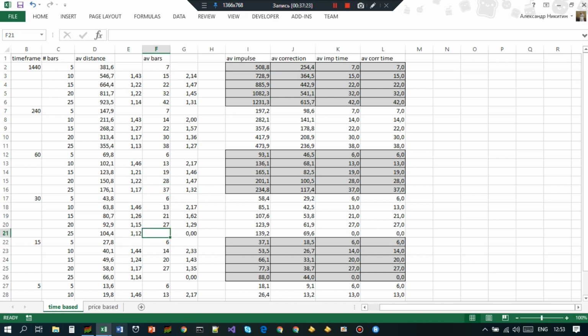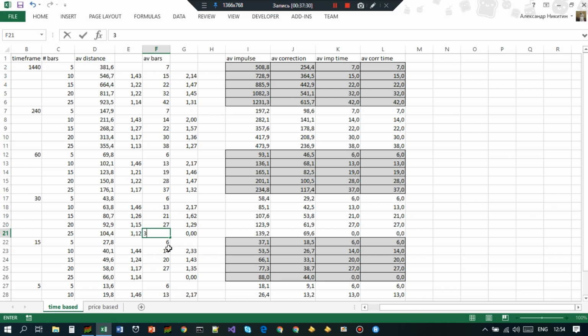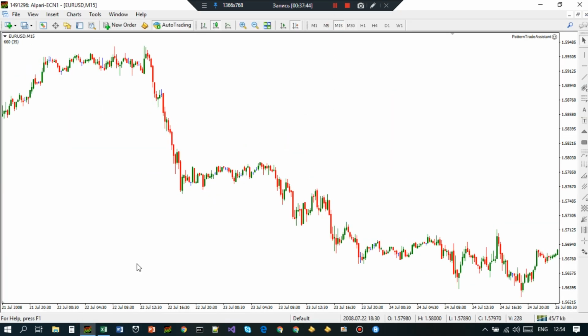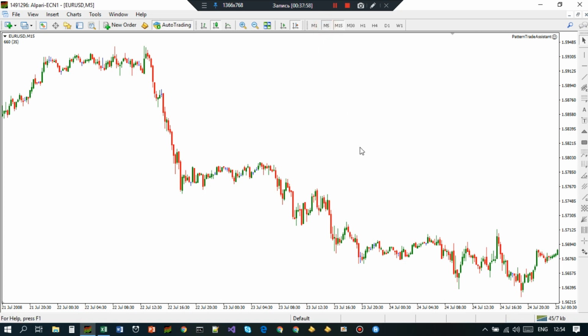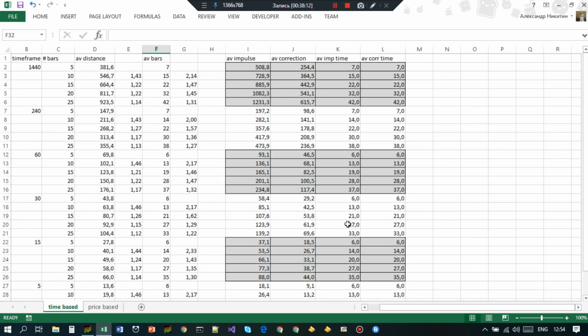Okay, on 30 minute we have 33. Well, you see, we have a tendency to decrease. It is not the same. And on 15 minute, 35, maybe not. We have a tendency to increase. Should be 35, not 25. And on 5 minute, 35 as well. Okay, here are the results. We will try to apply them somehow.